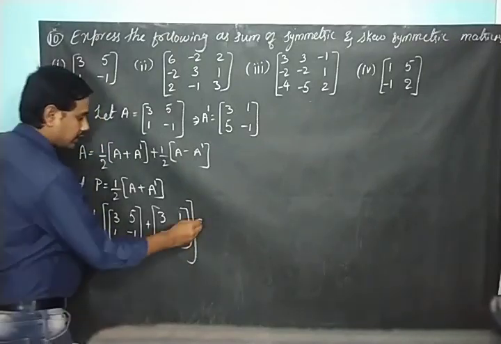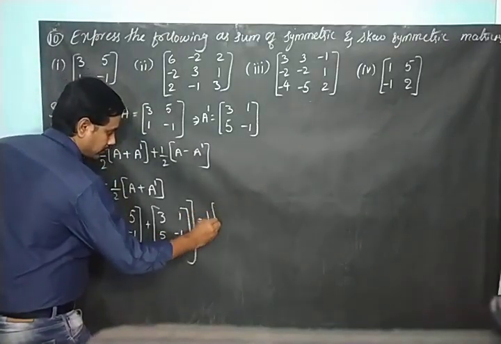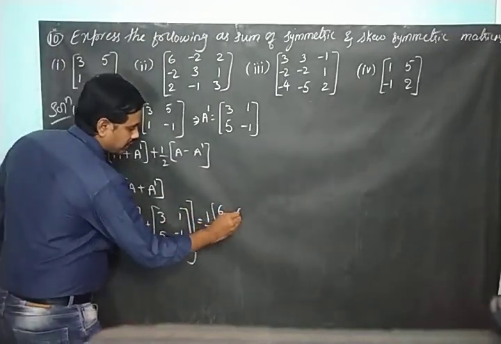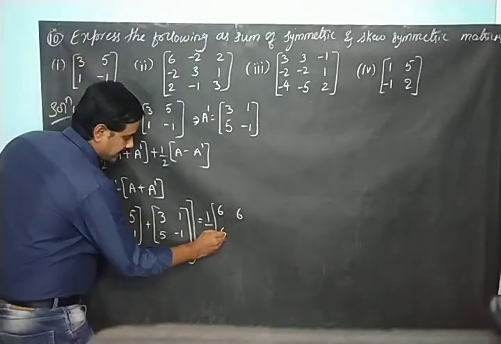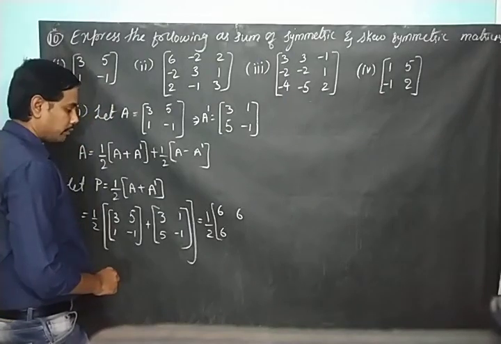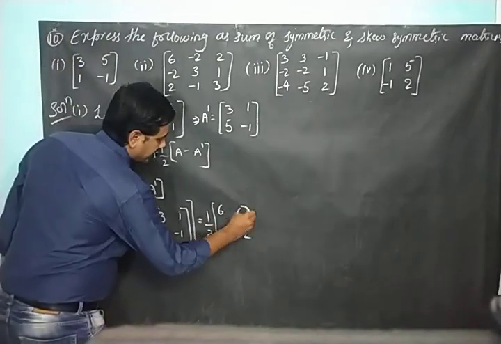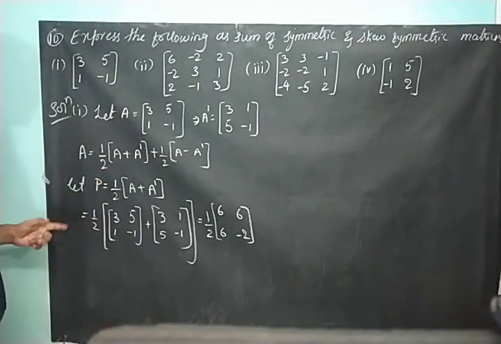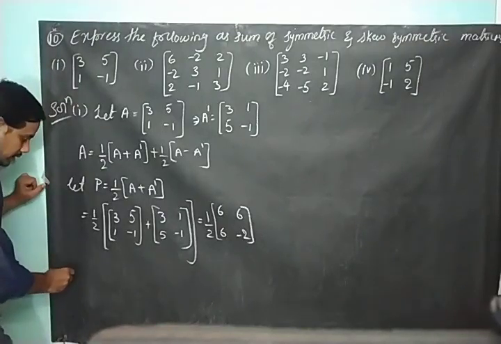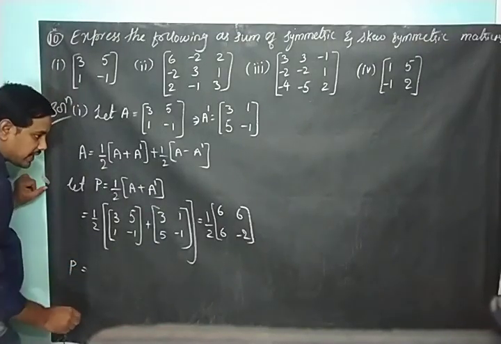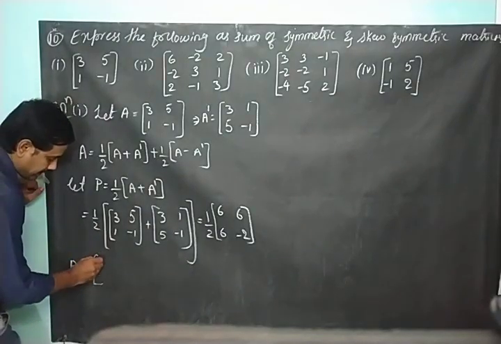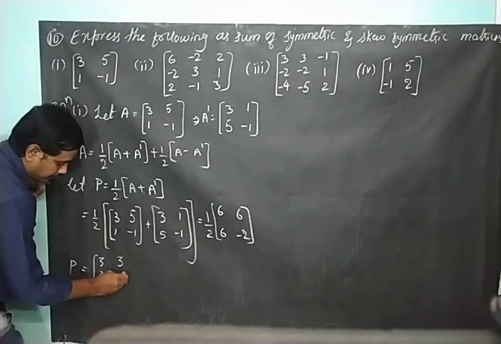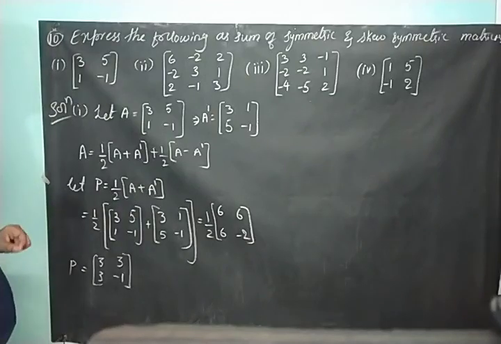So this is nothing but half of, what is 3 plus 3? It is 6. 5 plus 1, that is also 6. 1 plus 5, 6. And minus 1 plus minus 1, that is minus 2. So what we got here? A plus A transpose. So there is half of A plus A transpose. Then what is P? Half taken inside, it will be 3, 3, 3 and minus 1. This will be our P.